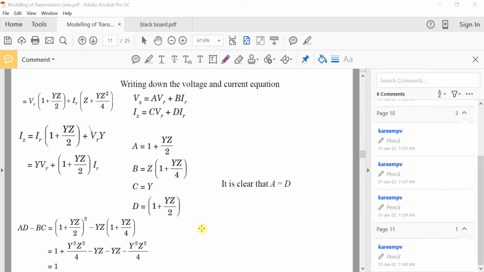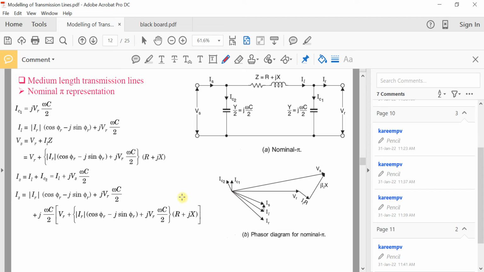So the representation of the medium length transmission line in terms of its T parameters is symmetric as well as reciprocal. These are the conditions for that: AD minus BC is equal to 1 and A equal to D. So these conditions you have to remember, and the ABCD parameters of the medium length transmission line also you have to remember as far as the examination is concerned.